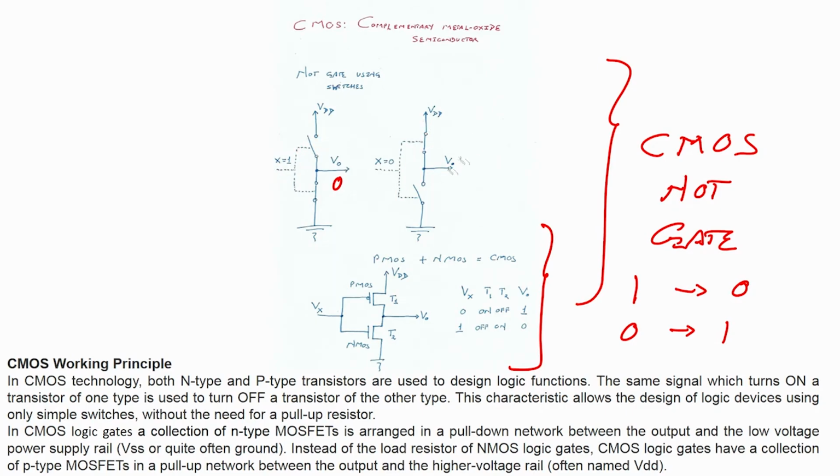Let us see in this particular circuit, when I apply Vx equals 1, what happens? This is PMOS, so it will not conduct, and that is why transistor T1 would be off and T2 would be on, and that means my output voltage will be nothing but 0. But if I have the reverse of this, that means if I apply Vx equals 0, then what will happen? This will conduct, and this will not conduct.